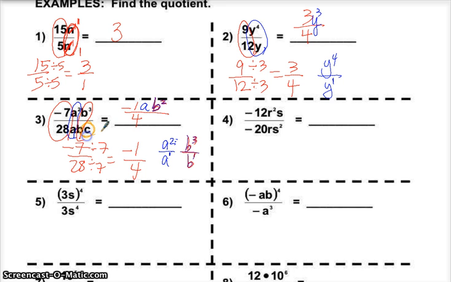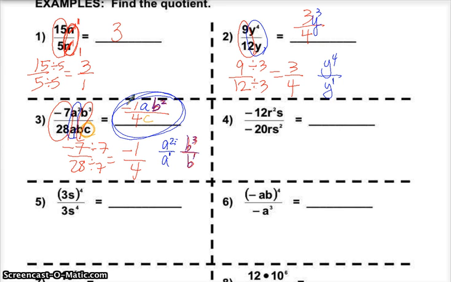Well, there's only one c. It's in the denominator. There's nothing we can cancel if it's just by itself, so it just stays in the denominator. So our final answer is negative a b squared divided by 4c. So this here is our final answer.